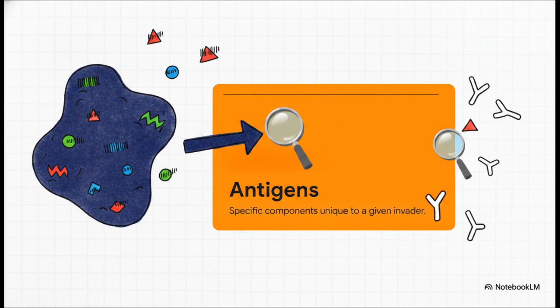IgG is the most abundant and can actually cross the placenta. IgA is found in secretions like your saliva and breast milk. IgM is the big first responder. And IgE is heavily tied to allergies and defending against parasites.